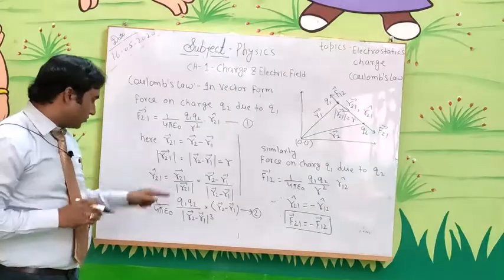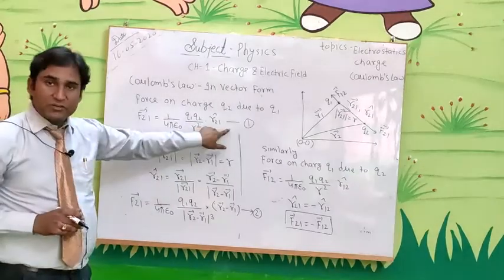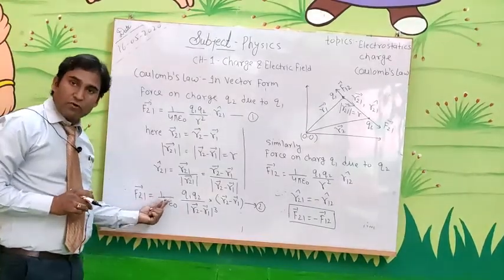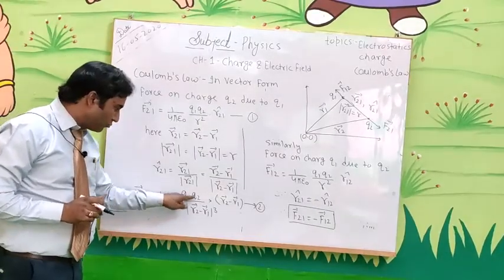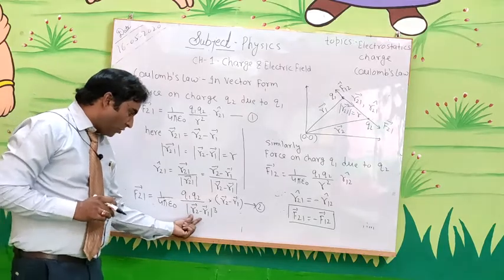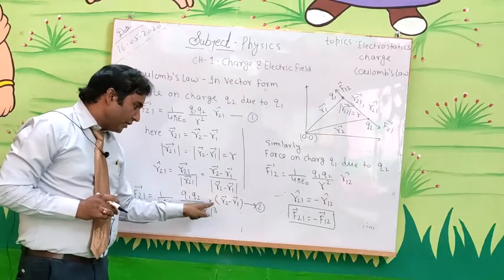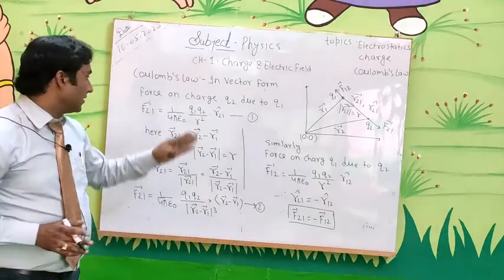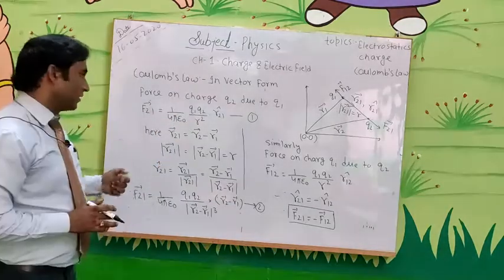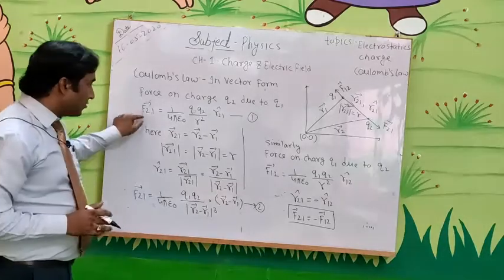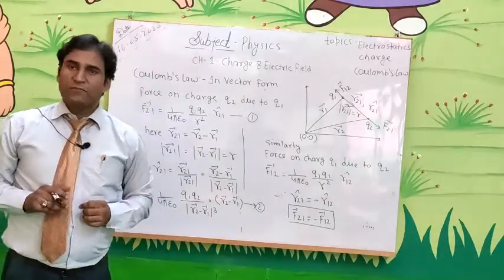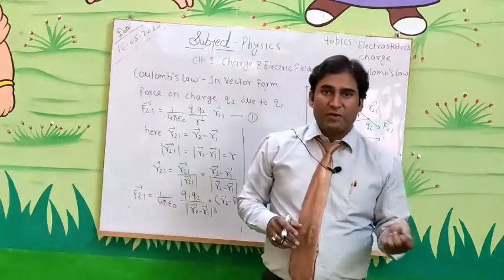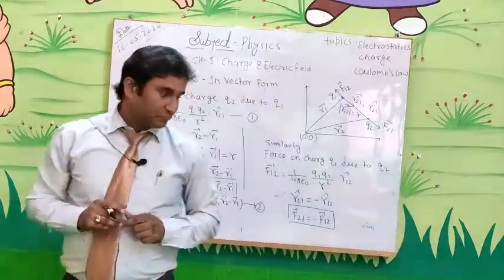Now we can put these values in the first equation. So we can write F21 equal to 1 upon 4 pi epsilon naught Q1 into Q2 upon mod R2 minus R1 cubed into R2 minus R1. This is the alternate form of the Coulomb force in vector form. But equation 1 represents the standard form, and this is applicable in any kind of numericals which can be solved with the help of vector form.